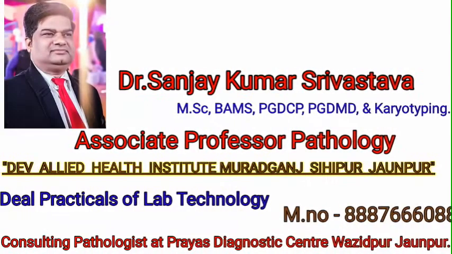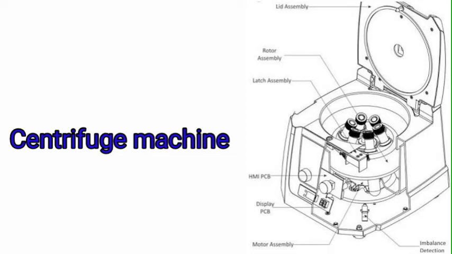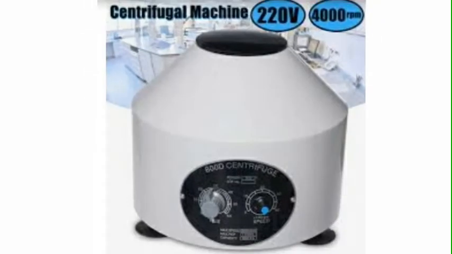Hello students, welcome to my third lecture on the centrifugal machine: how it works, what the principle is, and how we can use it in the laboratory. Previously I have discussed the microscope, colorimeter and spectrophotometer. Now the third lecture is on the centrifugal machine, the types of centrifugal machines, the principle and the techniques of how to use it. Now we are going to start with what a centrifuge machine is.